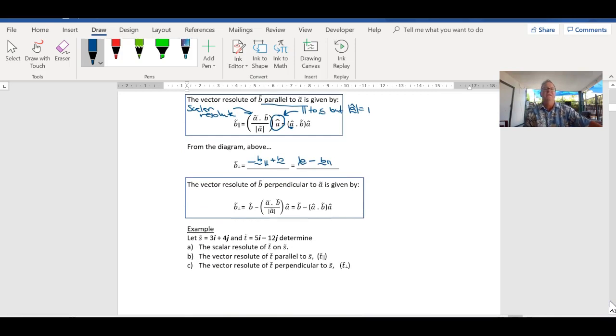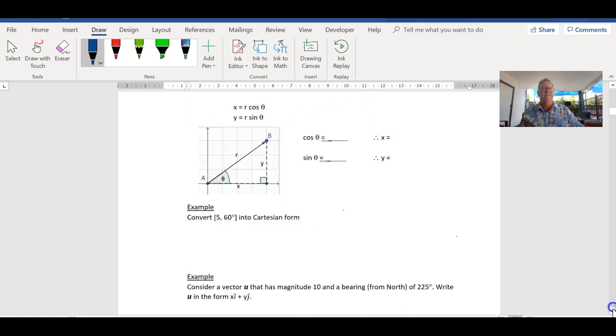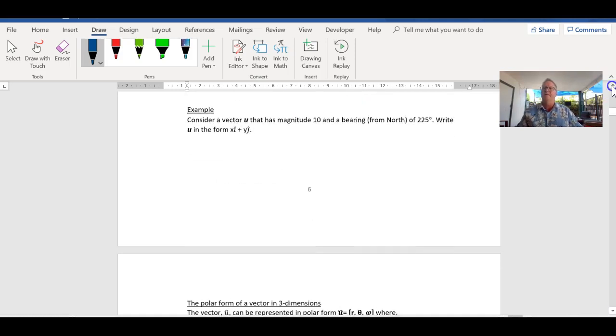So in summary, what would that be in the box here? B perpendicular to A would be vector B minus the one that was parallel to vector A, which is the one that we worked out previously: the dot product of A and B divided by the norm of A, times the unit vector A, and so on. Let's put all that together in this example. Sorry, not that example. This one up here.